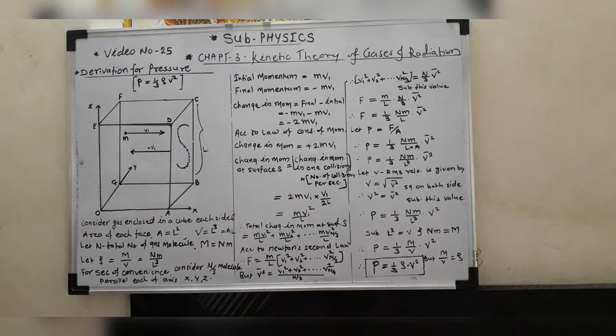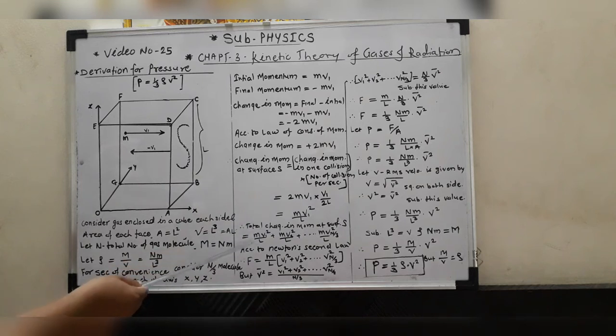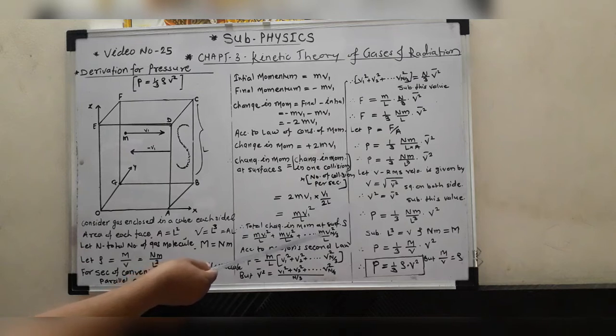Now we have to find the total change in momentum at the surface S. We found the change in momentum for one single molecule. Now for the total number of gas molecules, the total change in momentum is equal to m v1 square upon L plus m v2 square upon L plus dot dot dot m vn by 3 square upon L.